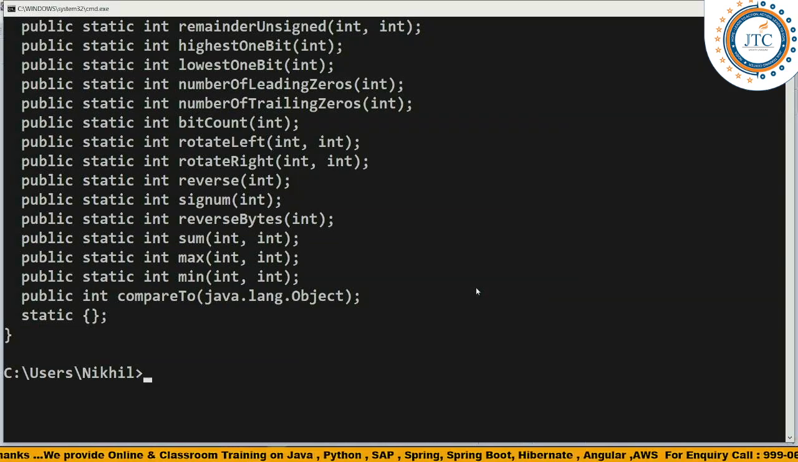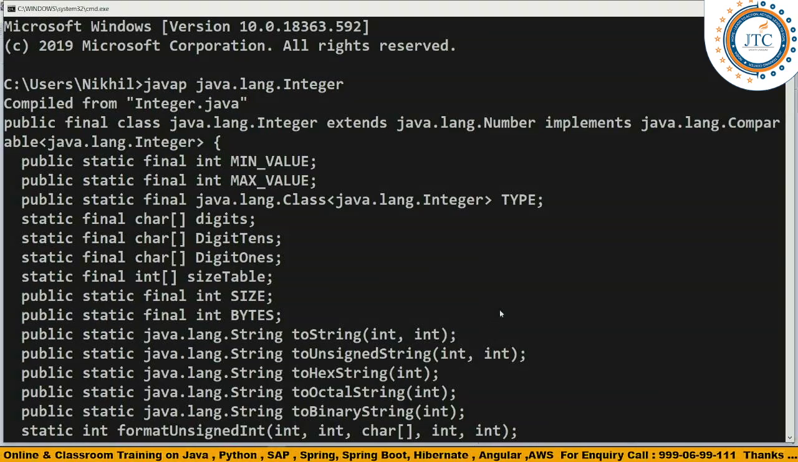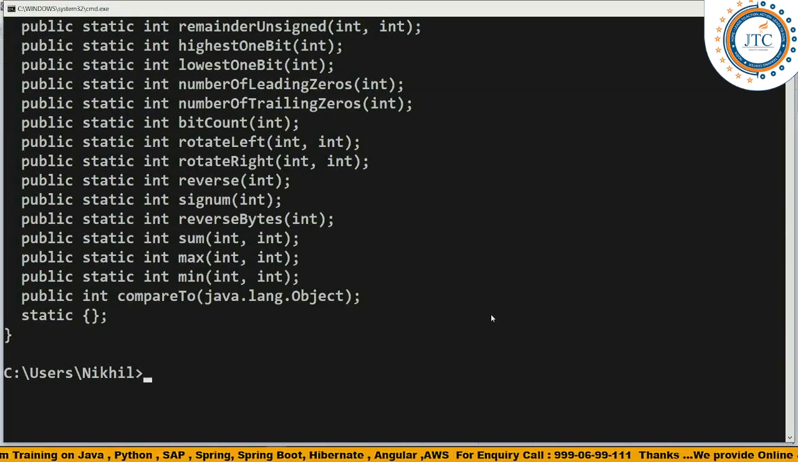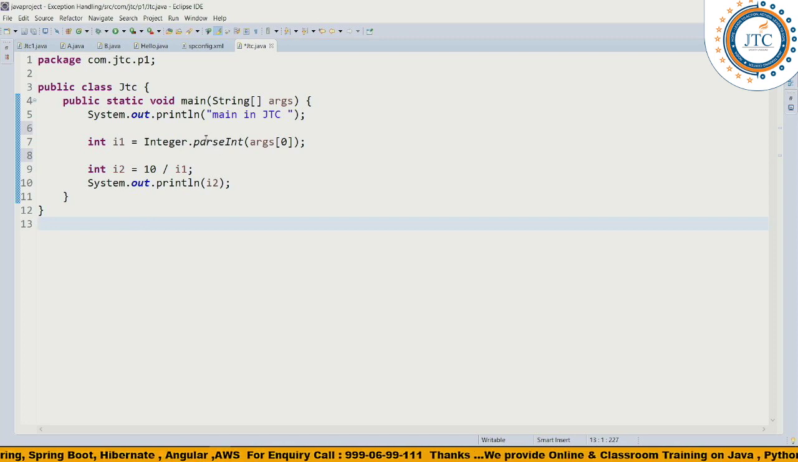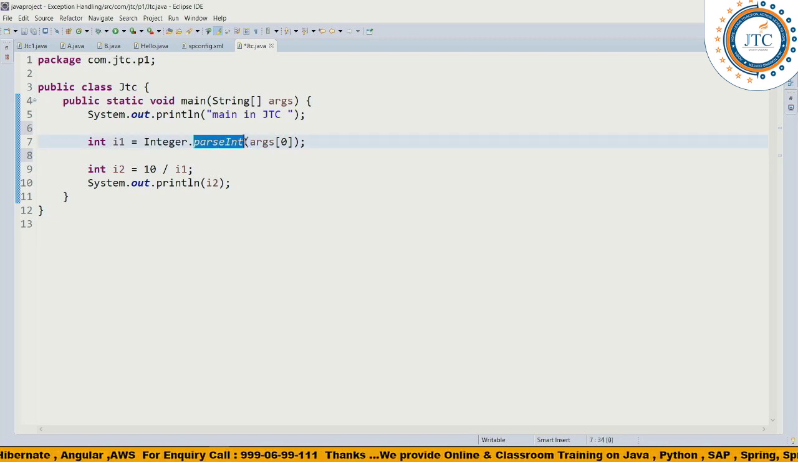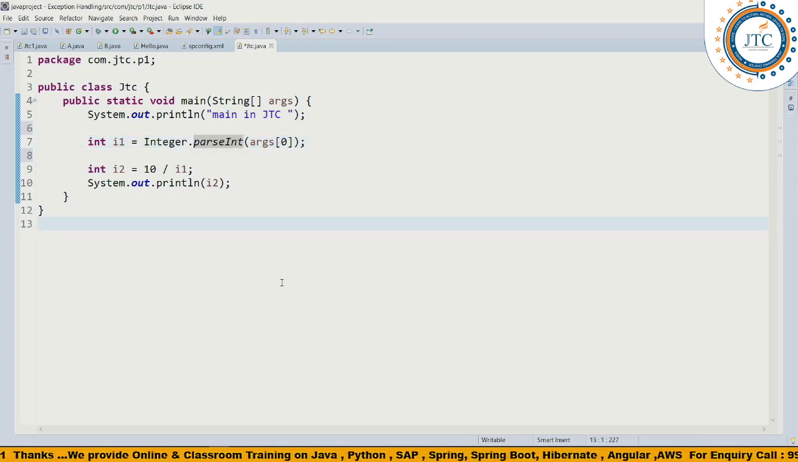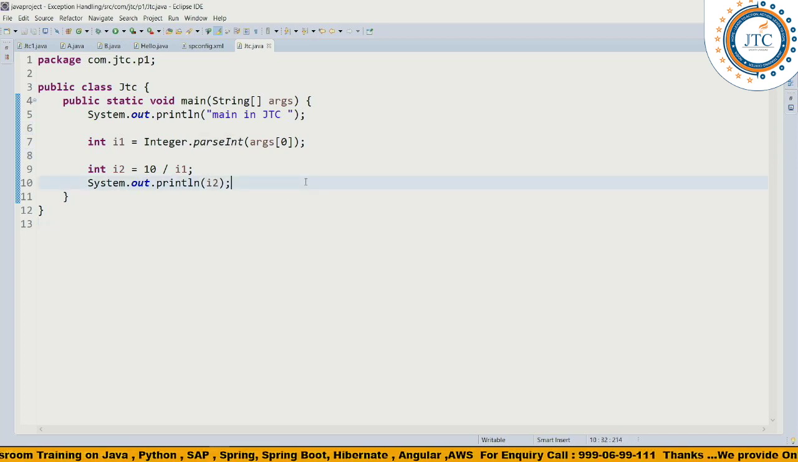You will find it inside this class itself, that Integer.parseInt method we will be getting here, right? With this method called parseInt, we may analyze one basic thing. So what do we need to analyze here? Let's understand first.